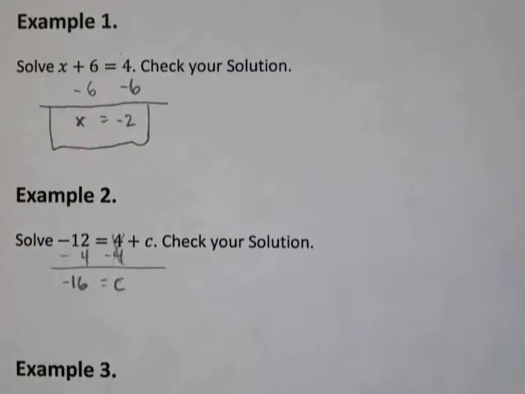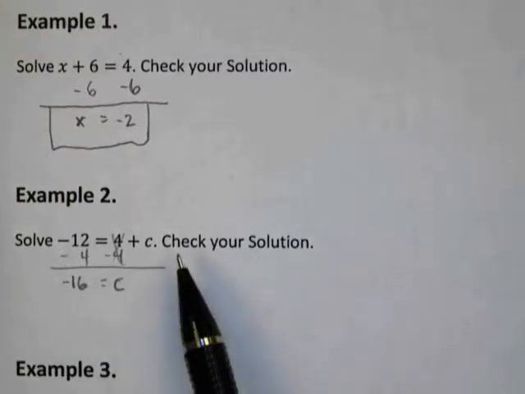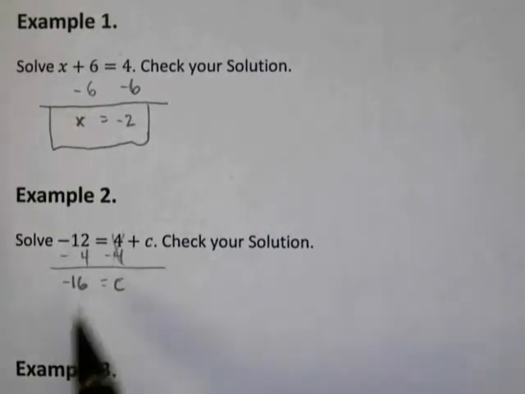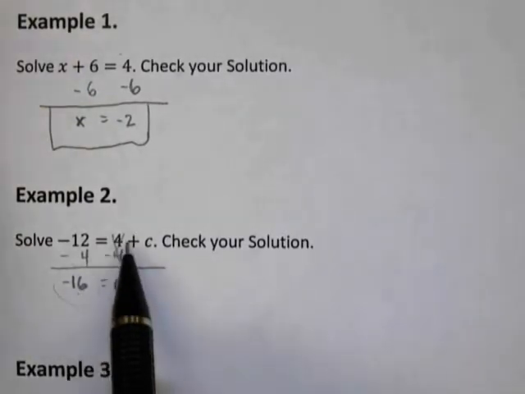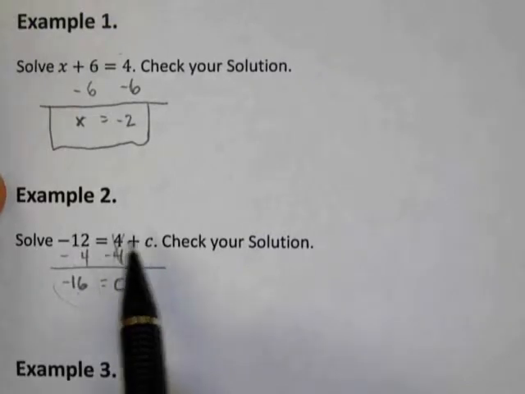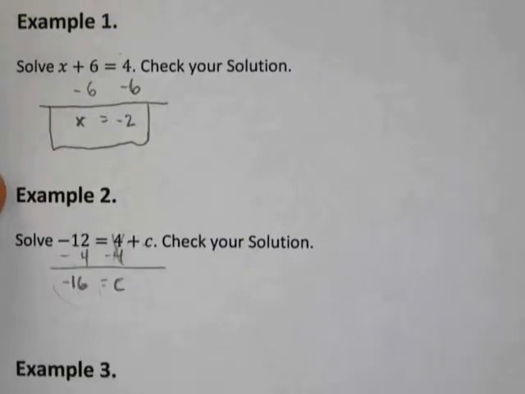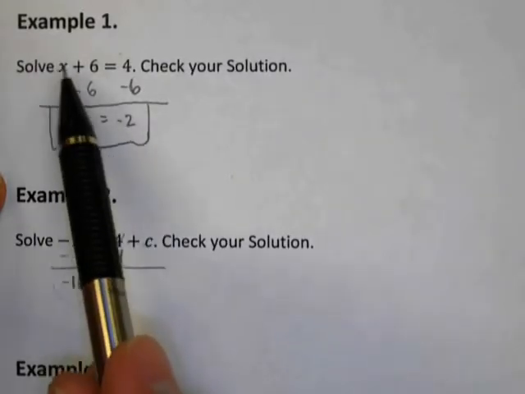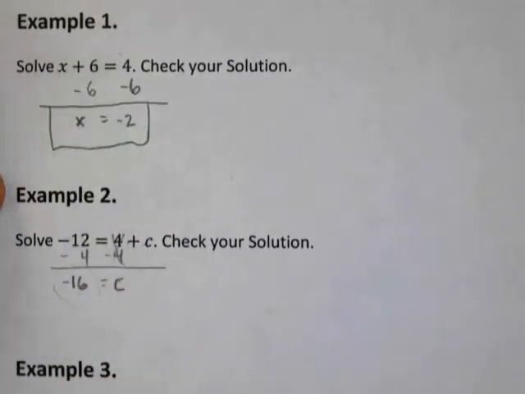Something I didn't do in example 1 that you really need to make sure you do is the second part here: check your solution. You can do that by plugging whatever c is equal to back into the original equation. So 4 plus negative 16, we know that is equal to negative 12. Or back up here, if we plug in negative 2 for x, negative 2 plus 6 equals 4. So everything checks out. That makes sense.